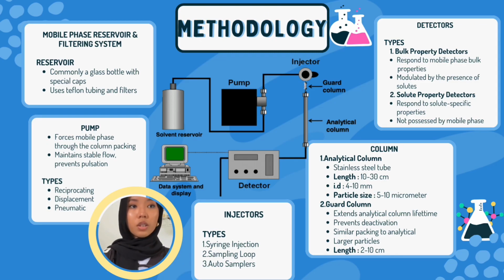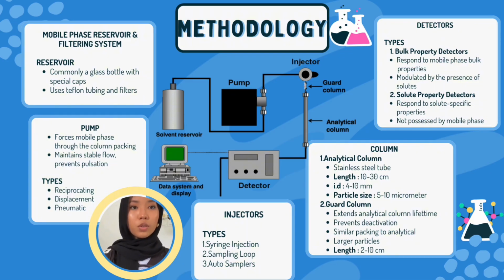It must effectively dissolve sample components without reacting with them, ensuring smooth separation and accurate results. The pump's main function is to force the mobile phase through the column packing, ensuring continuous flow throughout the system. It maintains stable flow and helps avoid pulsation, which could affect the accuracy of the separation. There are several types of pumps used in chromatography: reciprocating pumps, displacement pumps, and pneumatic pumps.